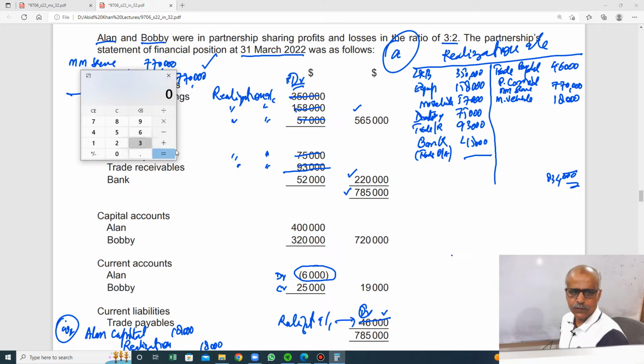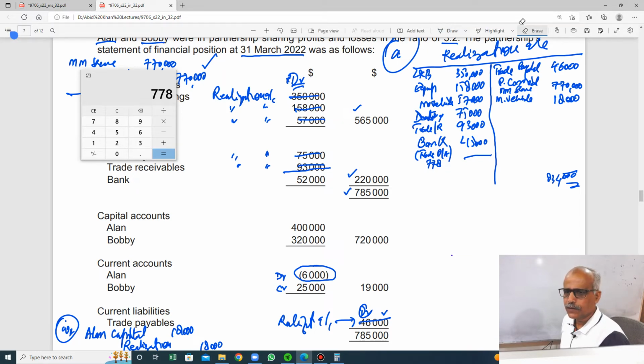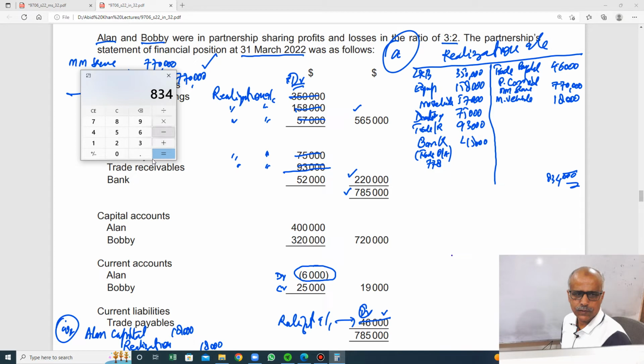And what is the balance of debit side? 350,000, 158,000, 57,000, 75,000, 93,000 and 45,000. Debit side is your 778, right? I will erase it, no issue, just for my purpose I am writing it. So the credit side is 834 minus debit side is 778. It means there is a profit on realization of 56,000.